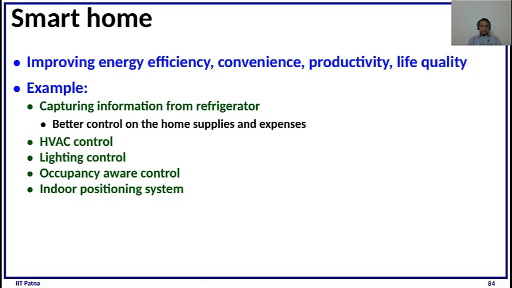Similarly, we can have a lighting control system. If there is enough light from outside, then maybe I can turn off my light and continue with the natural light. Or if it is an afternoon in the summer, then there will be plenty of sunlight, and I may not want that much light in my room, so maybe my system will adjust the blinds on the window so that I have the desired amount of lighting condition.